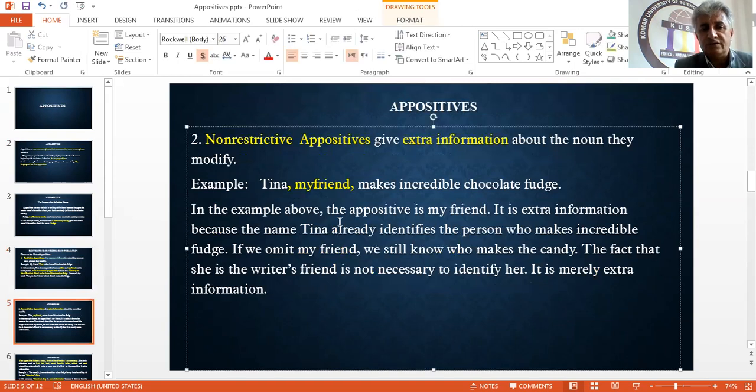We have also non-restrictive appositives. Unlike restrictive appositives, non-restrictive appositives give extra information about the noun they modify. Look at this example. Tina, my friend, makes incredible chocolate fudge. My friend is an extra appositive because if you omit it, you can understand the sentence by itself because you know who Tina is.